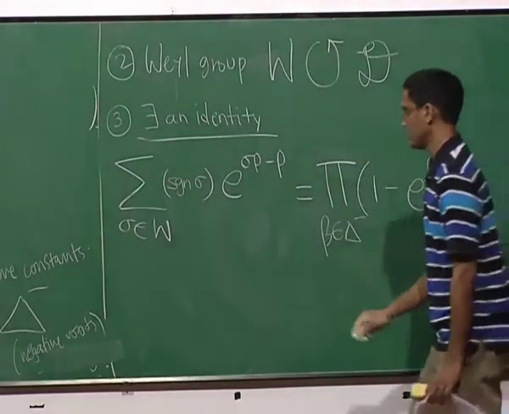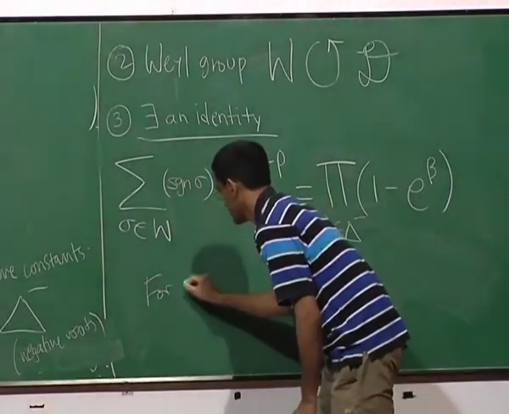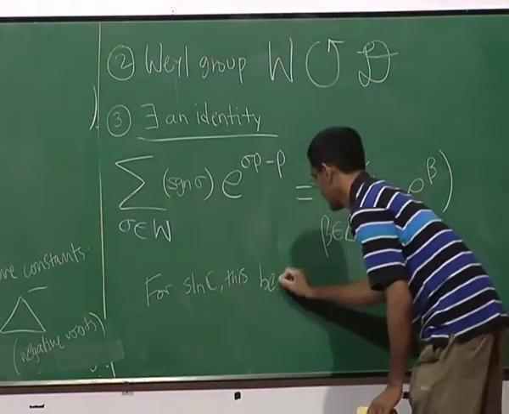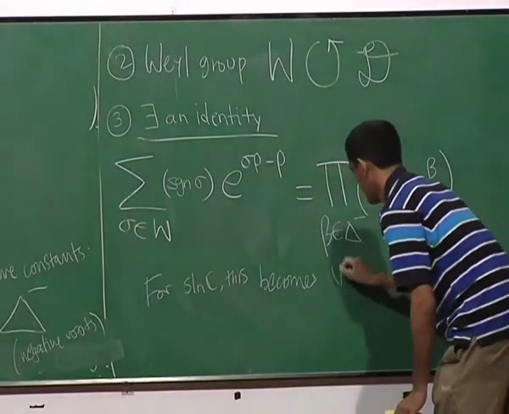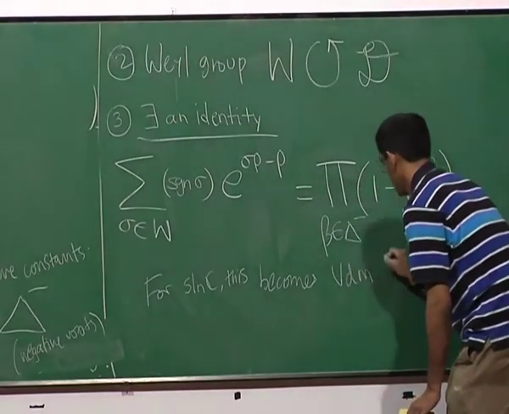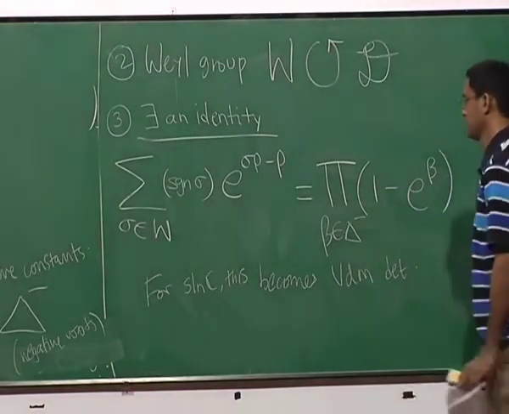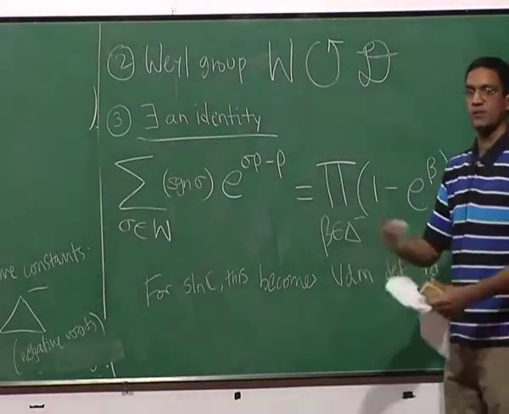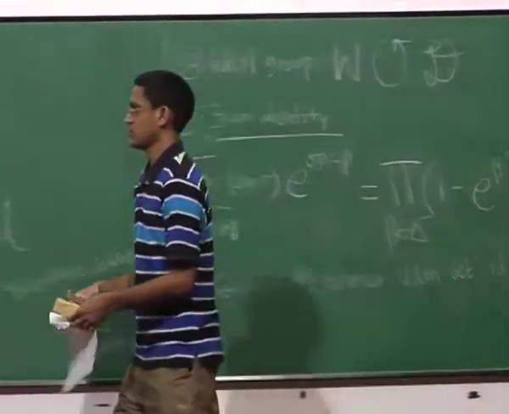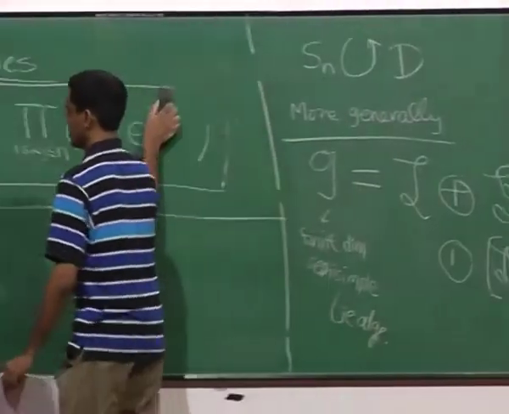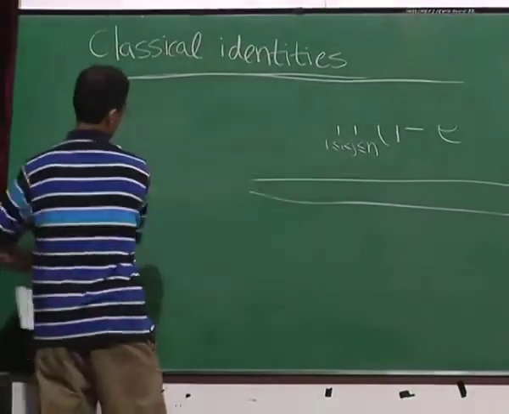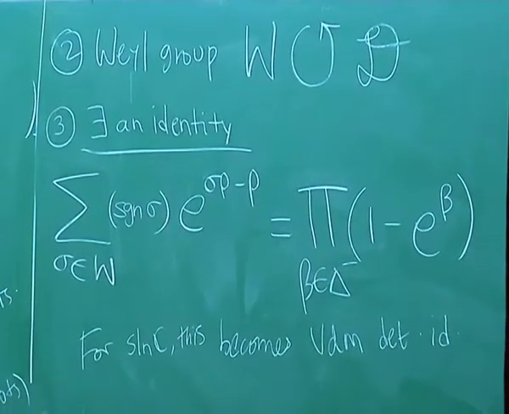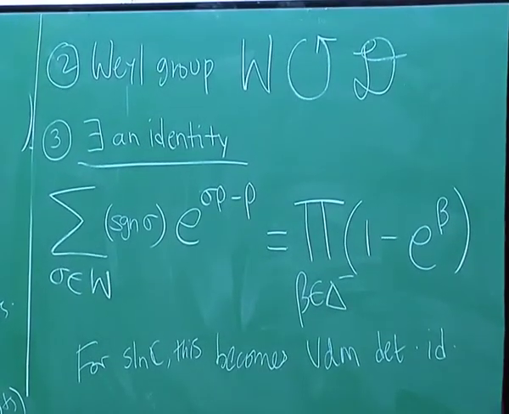Okay. So for the Lie algebra SLN, this becomes the Vandermonde determinant identity. So there are several classical identities like these which will come from various Lie algebras. So for instance, we have seen one, so I'll just mention one other. So there are other Lie algebras.